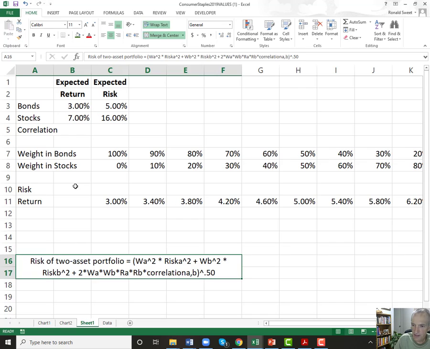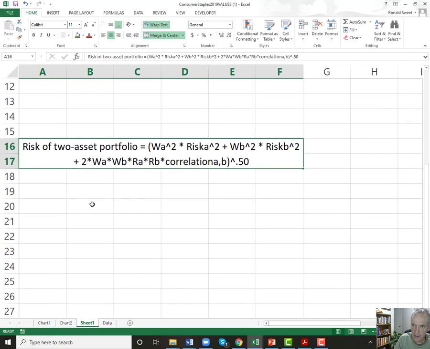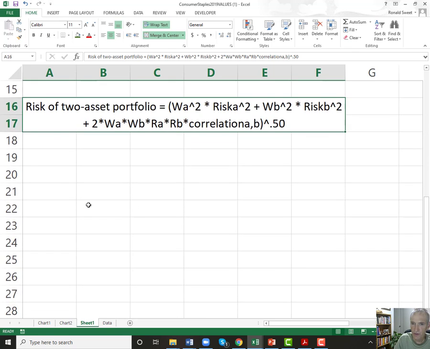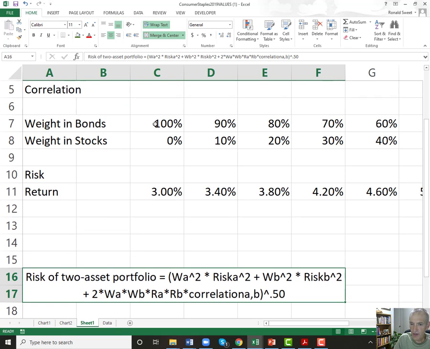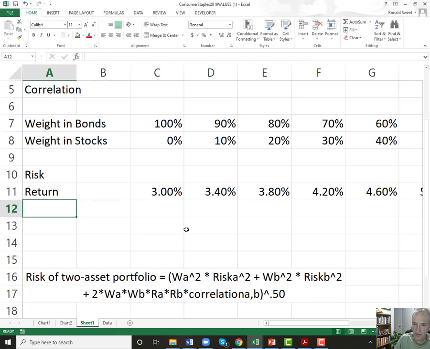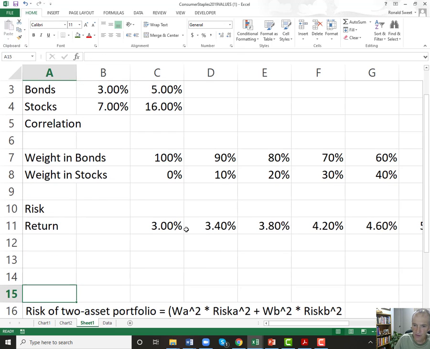Well, the risk is down here. This is the formula, and if you're a finance major, you should know this formula. This is one of the most important formulas in finance. We got 2 assets. You can do this with 3, 4, 5, 6 assets. It doesn't have to just be 2. We take the weight of A squared, here's our bonds is A, times the risk of A squared, the risk of bonds, plus the weight of B, which is our stocks, squared, times the risk of B squared, plus 2 times weight of A, weight of B, risk of A, risk of B, the correlation between A and B, and you take the square root of that. Hopefully you saw that formula in your statistics class. If not, just memorize it. It's an extremely important formula.